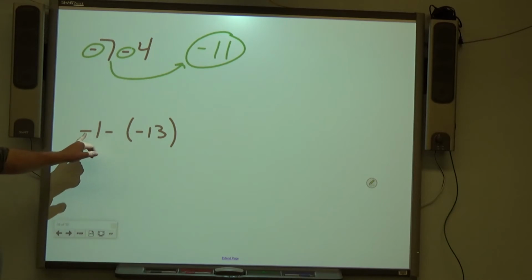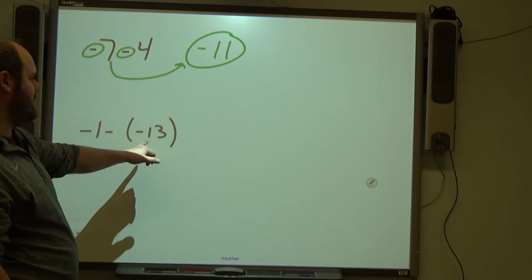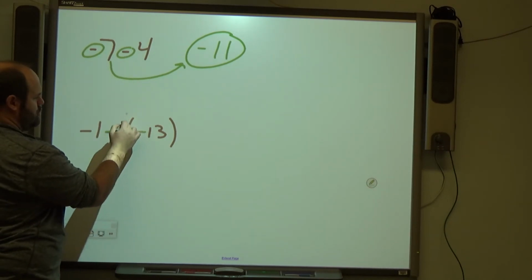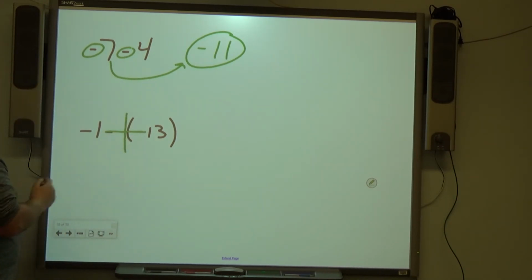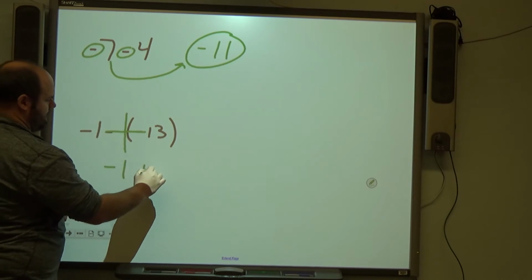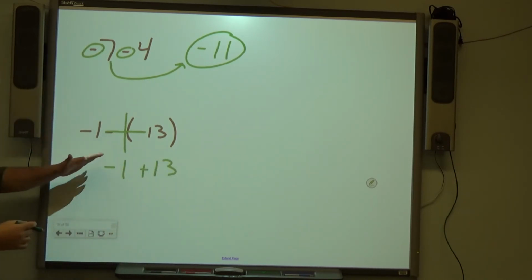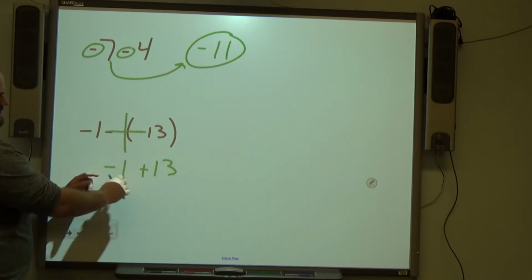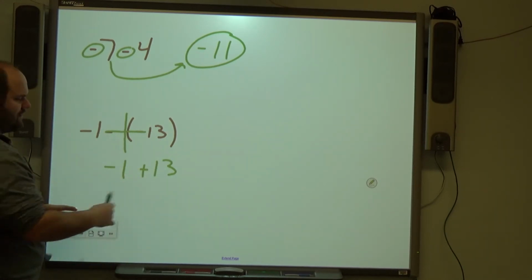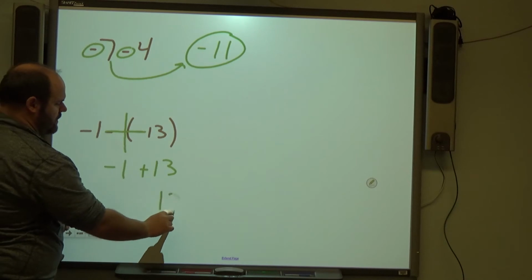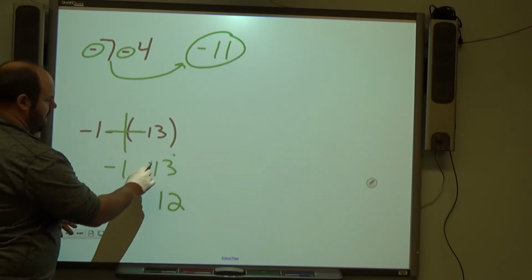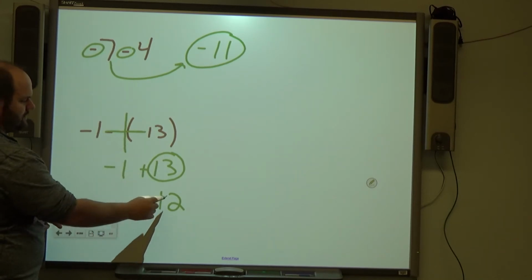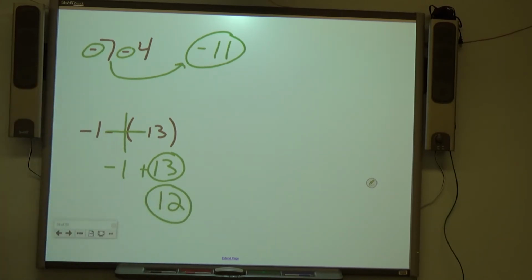Okay, next problem. Here we have a negative 1 minus a negative 13. Once again, from the previous slide, we have 2 negatives, which we need to change to a positive. And if you need to rewrite that as a step down below, go ahead. Signs are different, so we're going to subtract. 13 minus 1 is 12. 13 is bigger than 1, and the sign on the 13 is positive, so my answer is a positive 12.